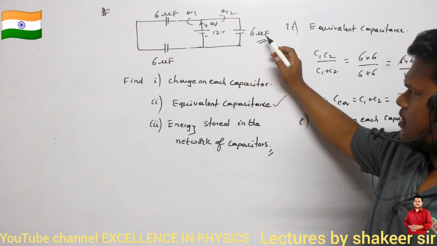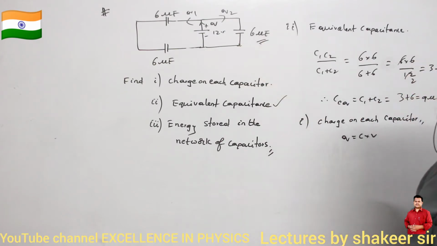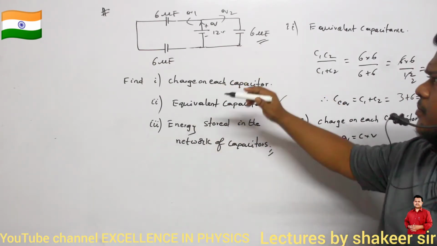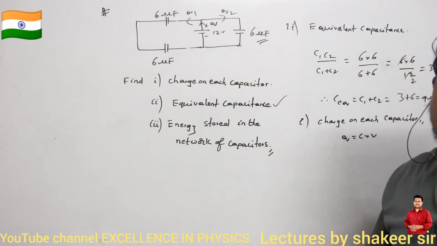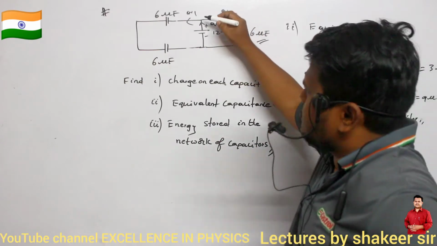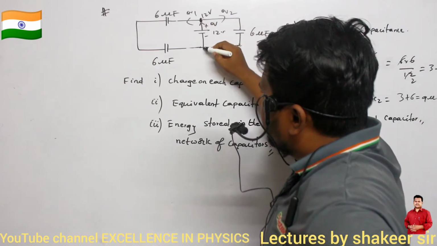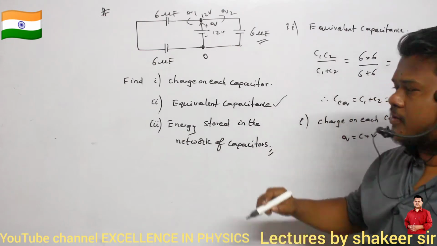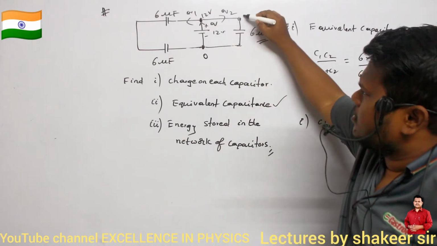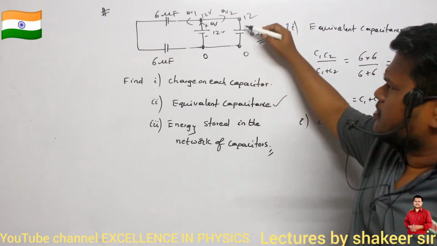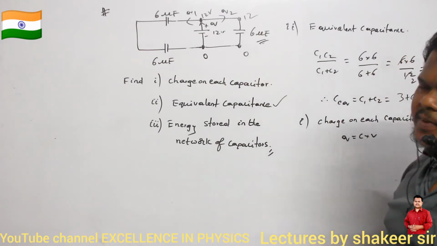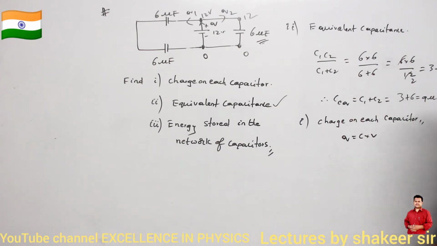About this capacitor, the capacitance is 6. What is the potential difference? It is 12 volts only. What is the reason? Because this 6 microfarad capacitor is in parallel with this combination. It means that if I consider the potential here as 12 volts and here as 0, then the same potential exists here also. Are you able to understand? So the potential difference across this 6 microfarad capacitor is 12 volts.